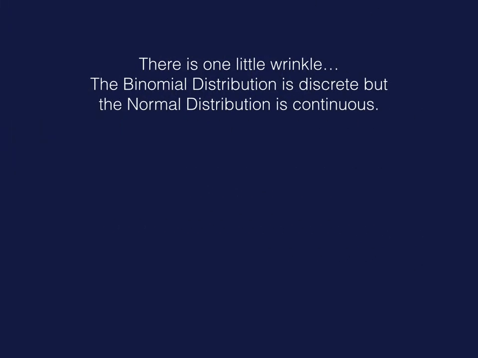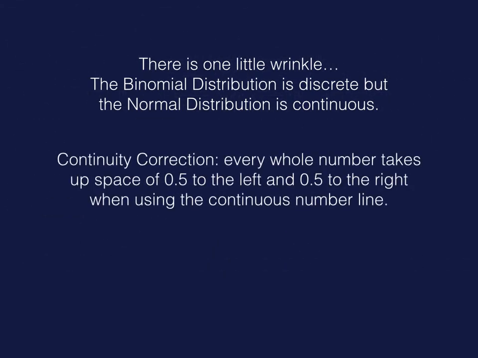But of course, there's one more thing to mention, though, and it's that the binomial distribution is discrete. It can only be a whole number, but the normal distribution is continuous. So we have to apply something called the continuity correction. So when you're thinking about whole numbers, every whole number takes up some space to the left and right, specifically 0.5 to the left and 0.5 to the right on the continuous number line.